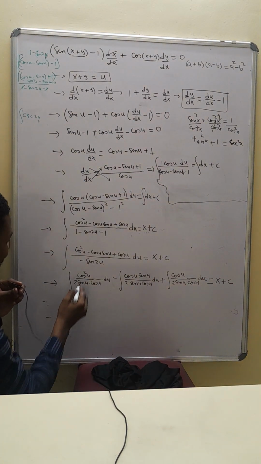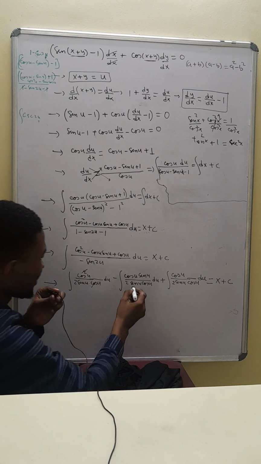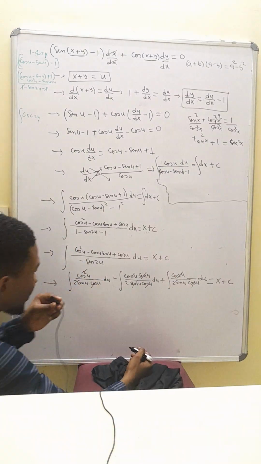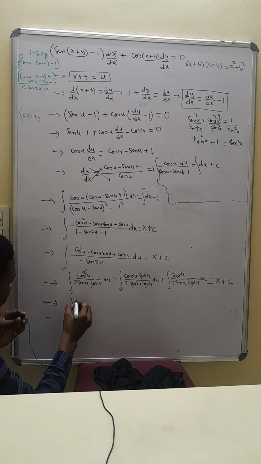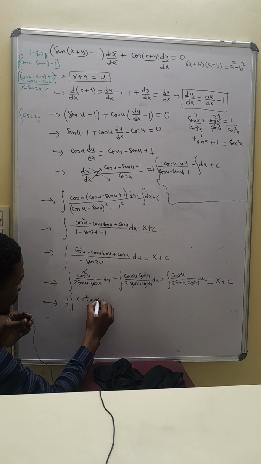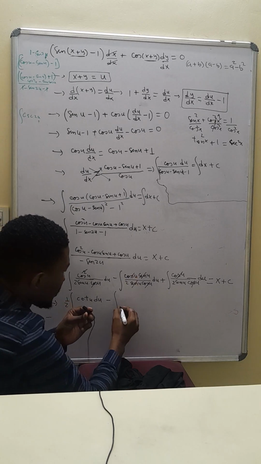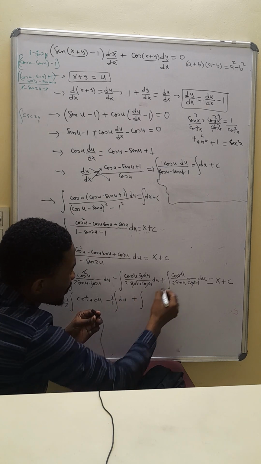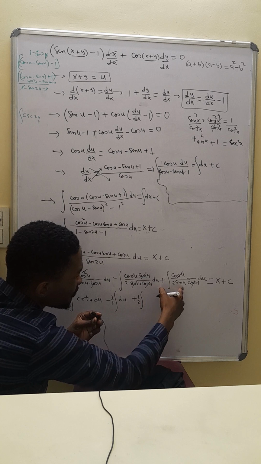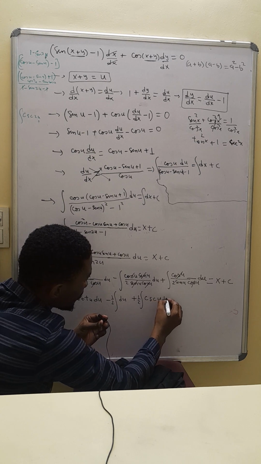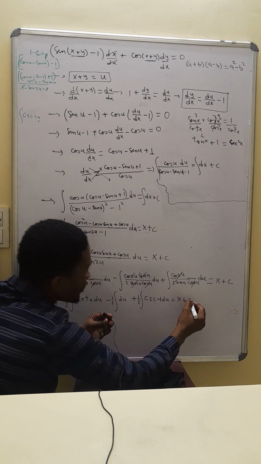Very good. So just simplify this and this, this and this, and this and this. See what you're going to have here. This will be integration of 1 by 2 cot of u du, minus integration of 1 by 2 du, plus another integration of 1 by 2 cosec of u du, equal to x plus c.